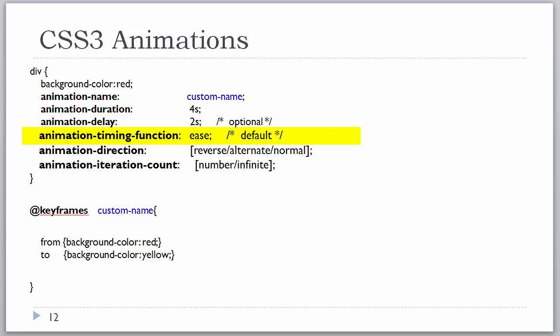There is a timing function, similar to a transition, the default being ease, the other values being the same as for the transition. The animation direction: it normally goes in its pattern, you can reverse it, you can alternate it, or you can set it back to normal. The animation iteration count: by default it does its thing once. You can tell it to essentially loop for a number of times, or if you set it to infinite, it will continue doing it until the user leaves the page. So this is kind of nice.